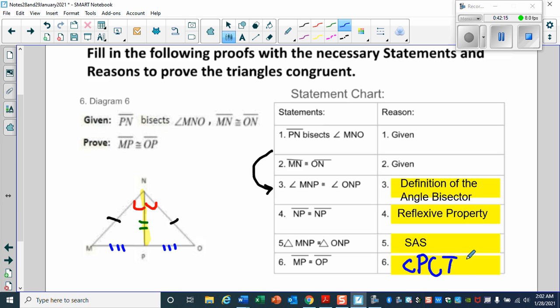So the only way you get CPCTC is by way of a triangle congruency. That's the only way you can get CPCTC, after a triangle congruency. If you don't have a triangle congruency, then you cannot switch these two around. Can't do that. Once we declared it here, then you can do this. And of course, it'll match because M to P, 1 to 3. O to P, also 1 to 3.